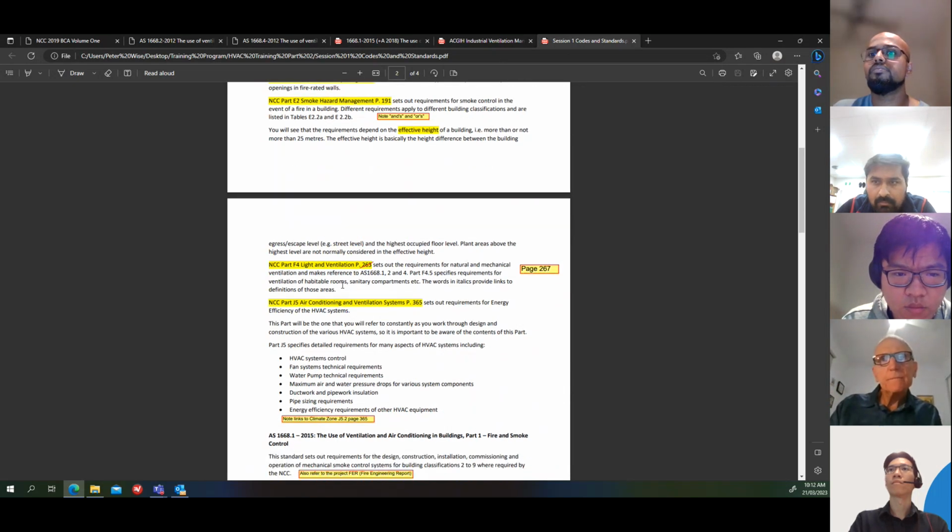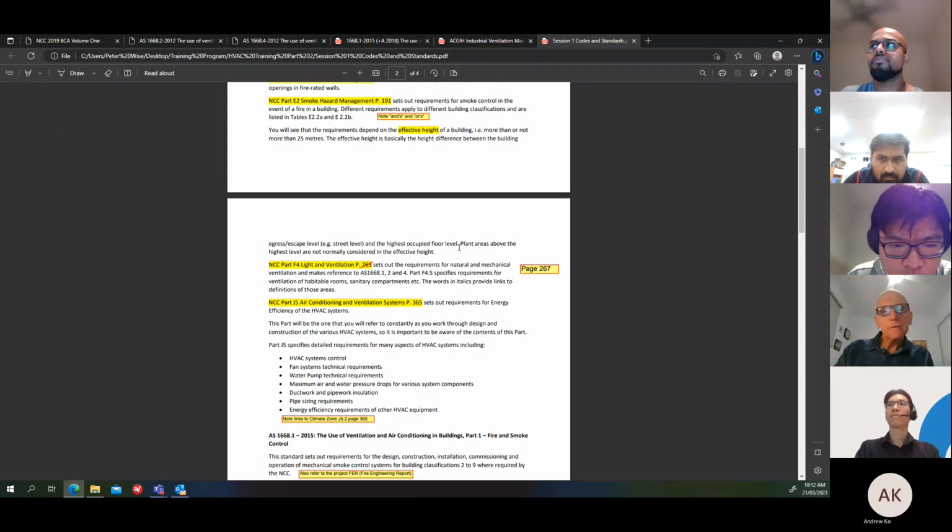It's usually street level, and the highest occupied floor level. So if it's a 15-storey building, for instance, the height is the difference from the street to the floor level of the 15th floor. If there's a plant room above that, that's not usually considered because there's no one in there. Normally, there might be someone in there doing service, but you haven't got a regular occupation. So it's to the top floor level. Effective height is important, and I'll show you why in a second.